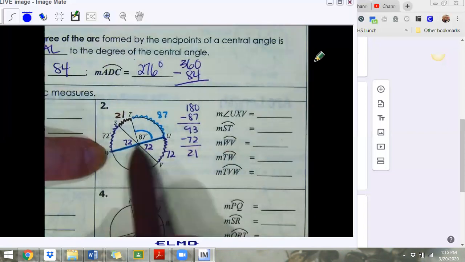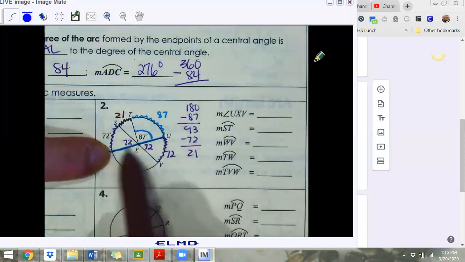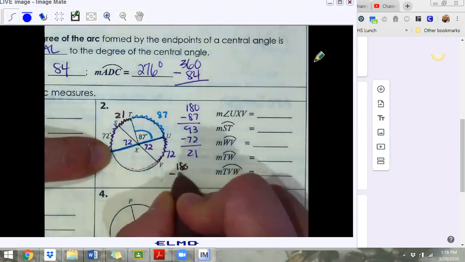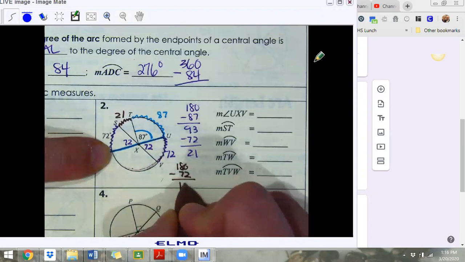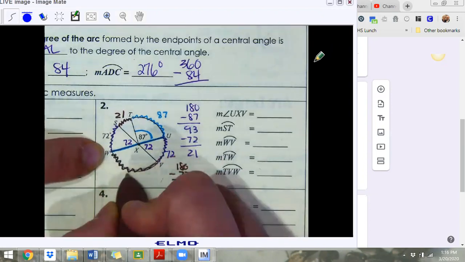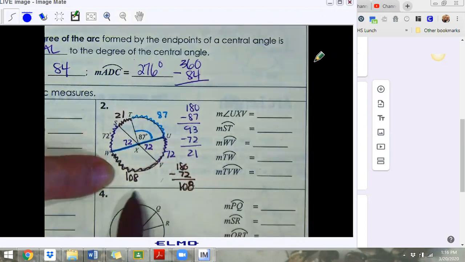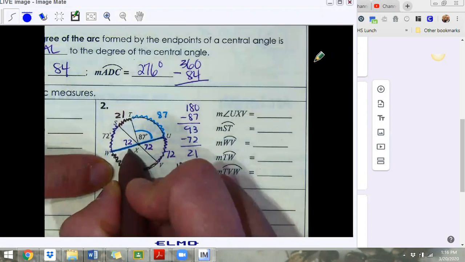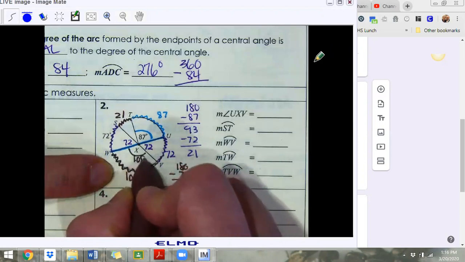So I pointed this out earlier as being a diameter. So that means that this is a semicircle. So if I do 180 minus the 72, that gives me 108. So then this arc here is going to be 108 degrees, which means that this angle is also 108 degrees.